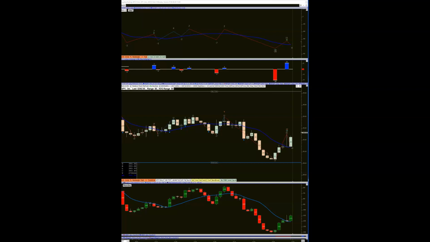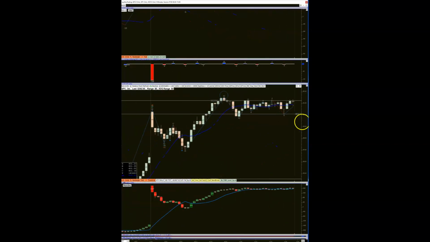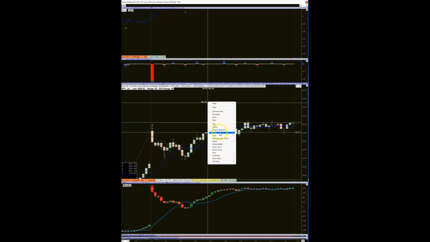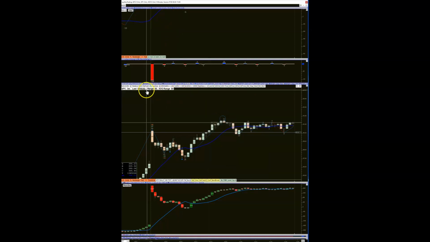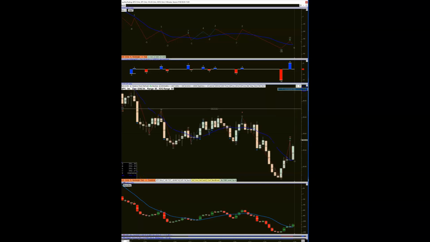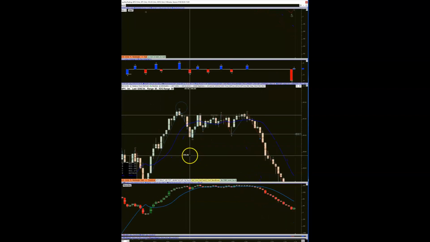All right, so a quick recap on the market. So what happened was basically the market went up here. You see, and there's a couple of things I wanted to share before I go off on a tangent.